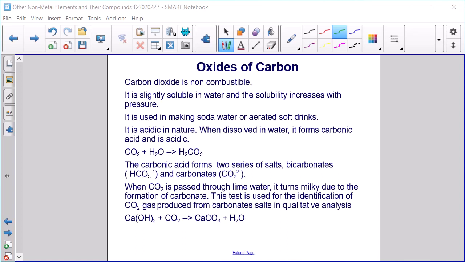The carbonic acid forms two series of salts, bicarbonates and carbonates. When CO2 is passed through lime water, it turns milky due to the formation of calcium carbonate. This test is used for the identification of CO2 gas produced from carbonate salts in qualitative analysis.